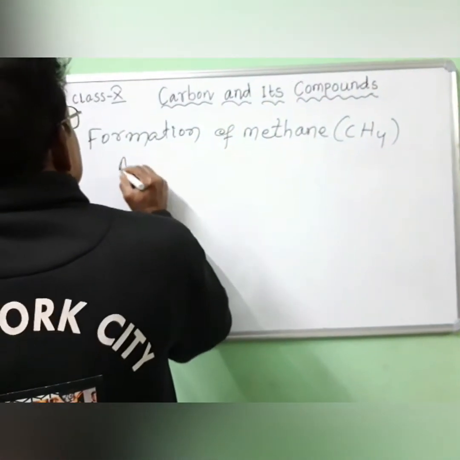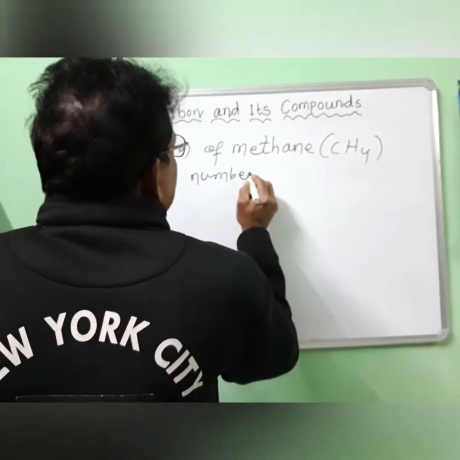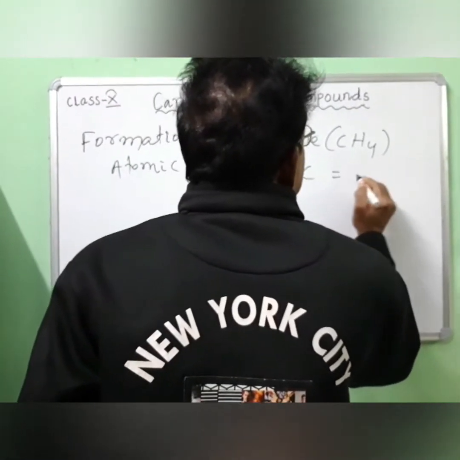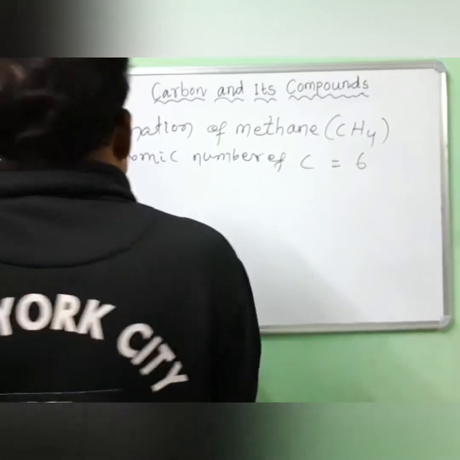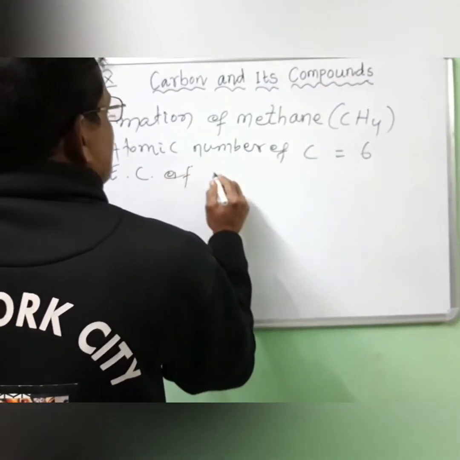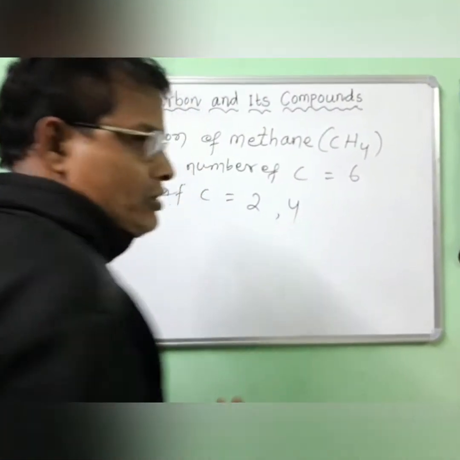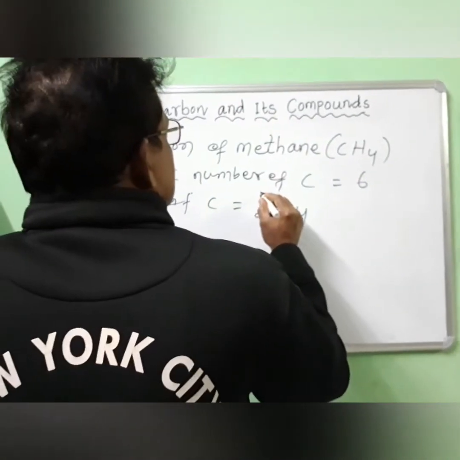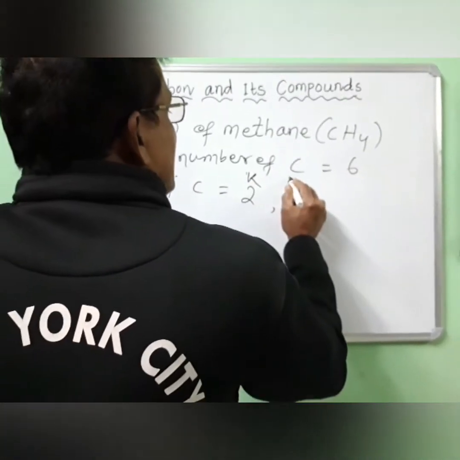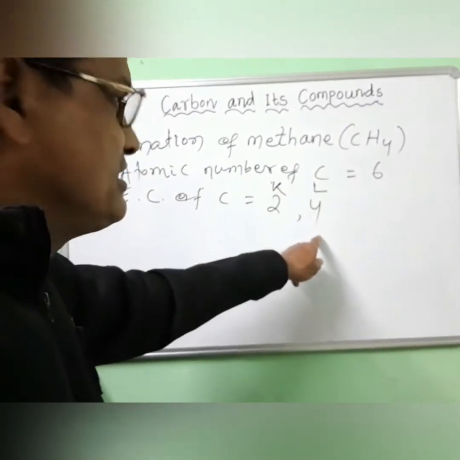The atomic number of carbon is 6. Clear? The electronic configuration (EC) of carbon is 2, 4. That is, it has 2 electrons in the K cell and 4 electrons in the L cell. Carbon has 2 electrons in K cell and 4 electrons in L cell.